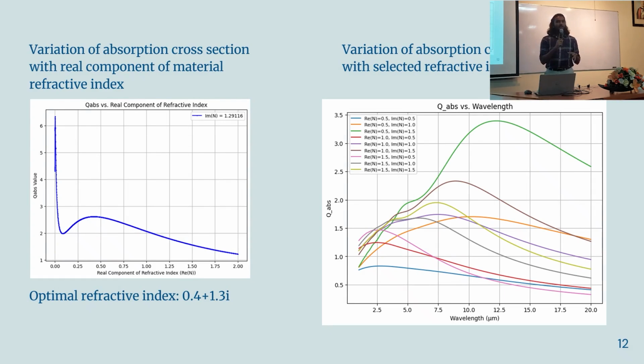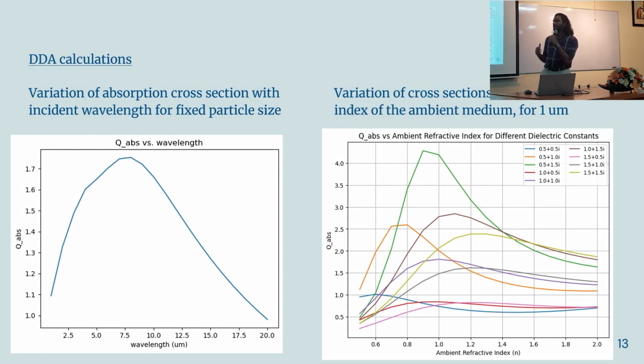I could also vary the real and the imaginary components of the refractive index to obtain different conditions. So I found that the cross section is maximized at an optimal refractive index of this value, and there is also a very complicated relationship between the refractive index and the cross section, which I am not able to explain here. But the point is that all these factors can be accounted for when studying this, and it's useful to study that way.